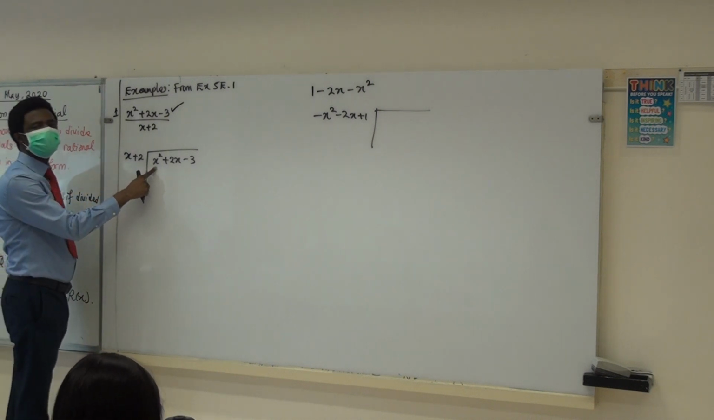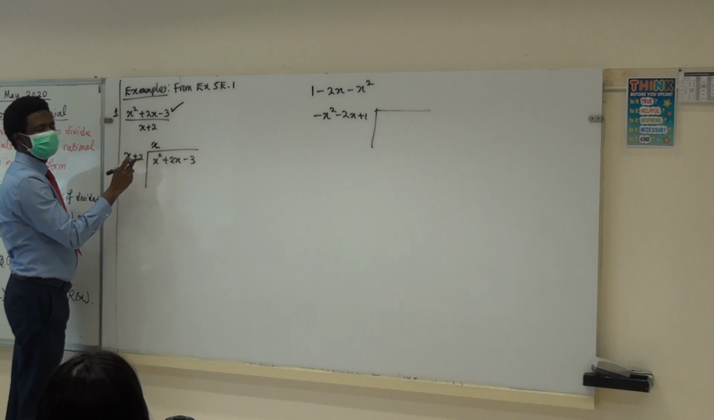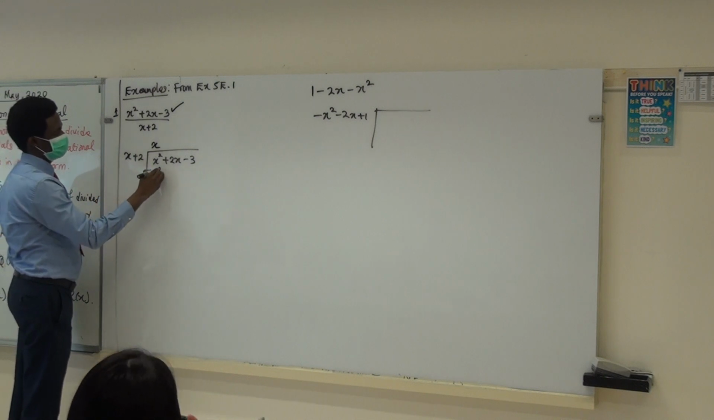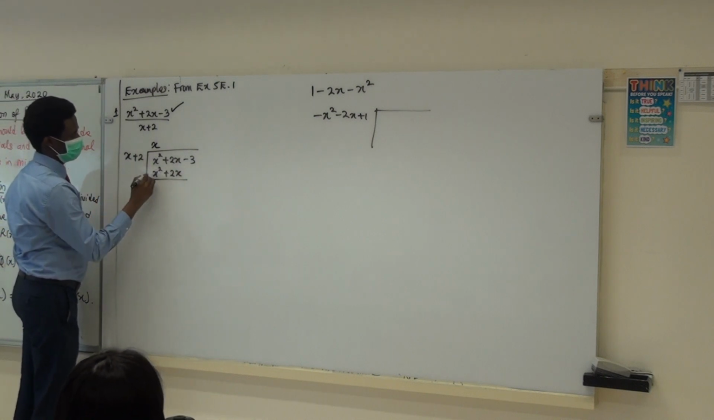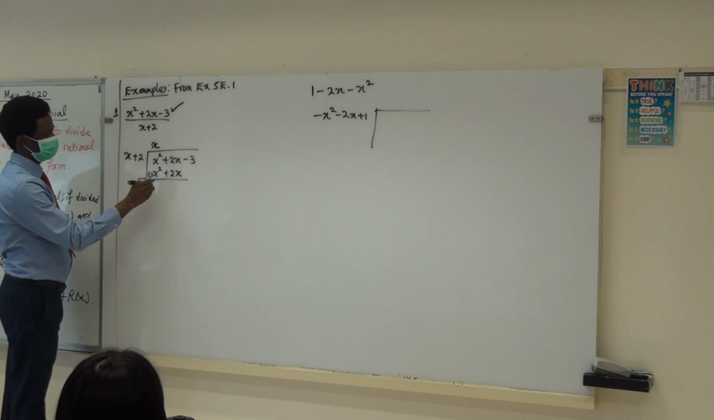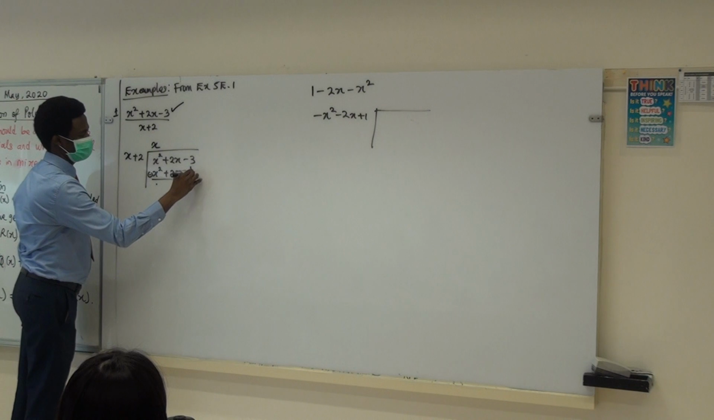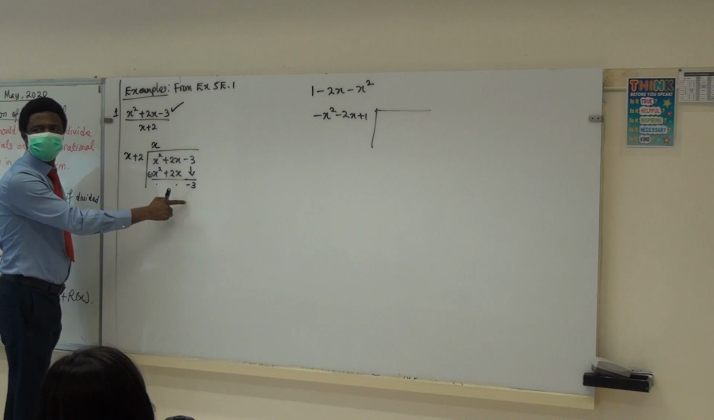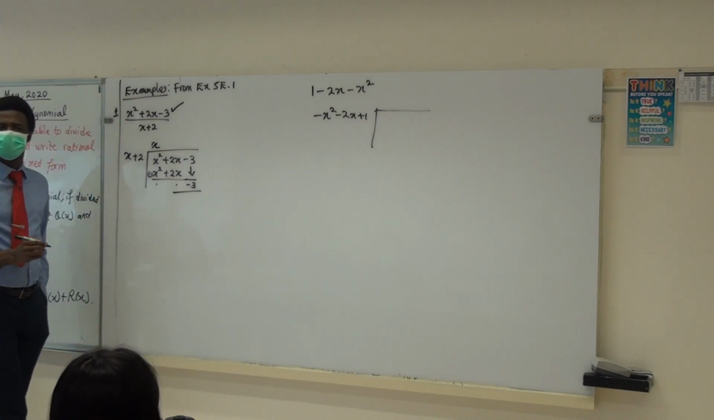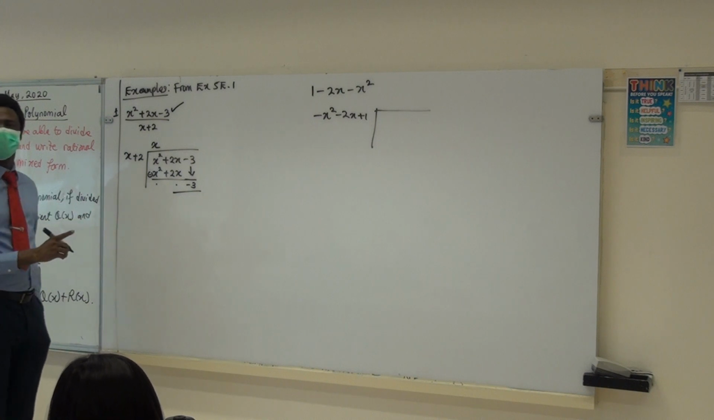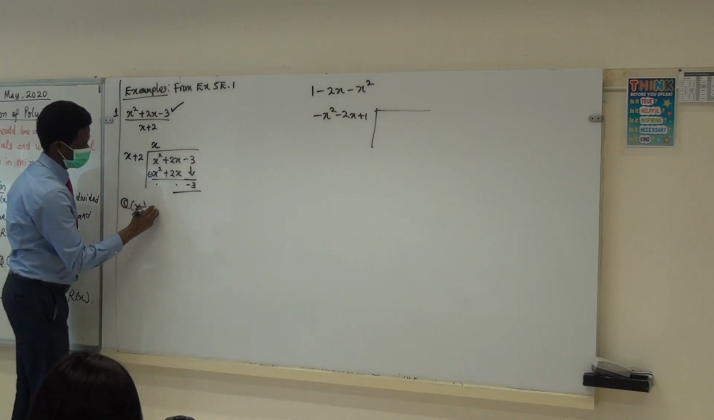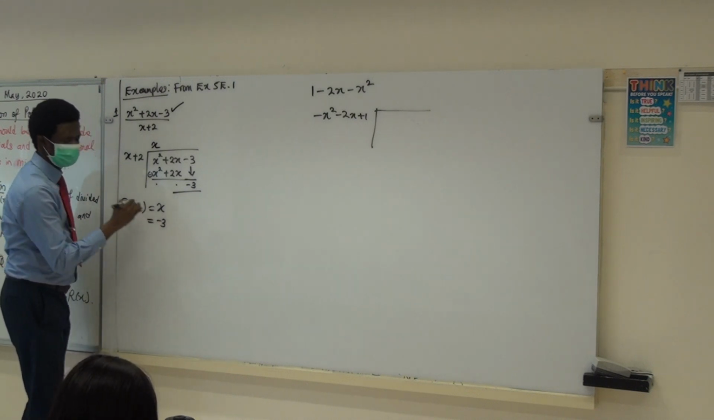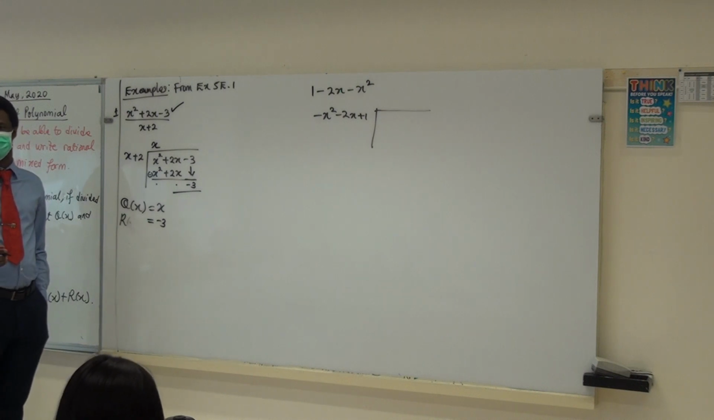We divide the first by the first, we get x, then you multiply everything. So you get x squared plus 2x. Then you subtract. You bring down the last one, -3. And clearly, you cannot divide degree 1 by degree 0, so you stop. The question says find the quotient and remainder. So your quotient is x. Your remainder is a number, so I don't need to say rx.